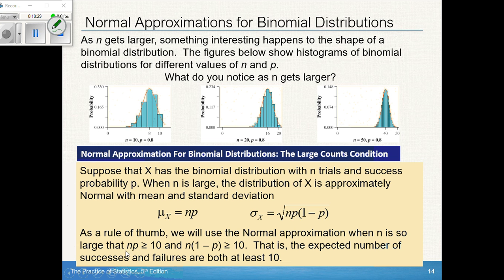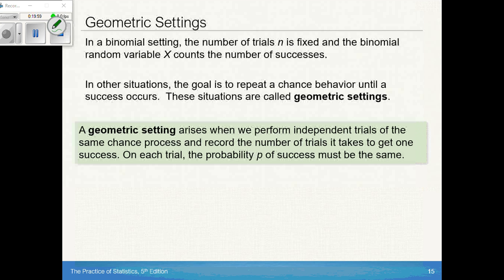What does that mean? np is the expected number of successes. n times (1 - p) is the expected number of failures. So as long as we're going to see at least 10 successes and 10 failures, my sample size is big enough so I get 10 yeses and 10 nos, the normal approximation is going to be really close to the binomial distribution, and we will use the normal approximation.